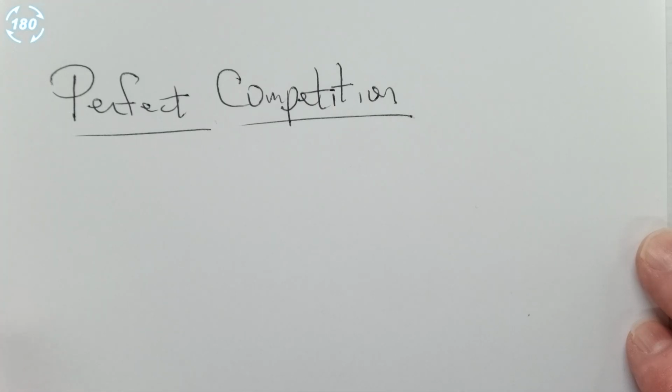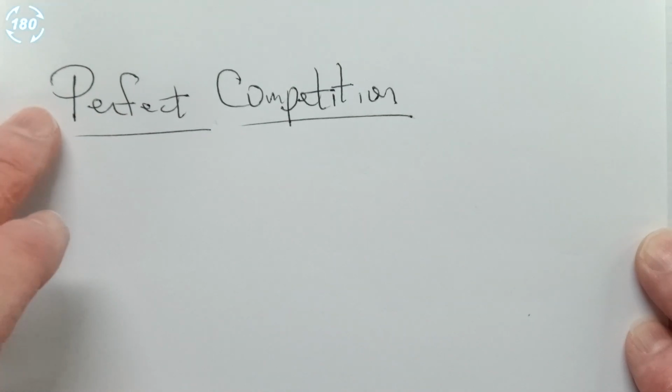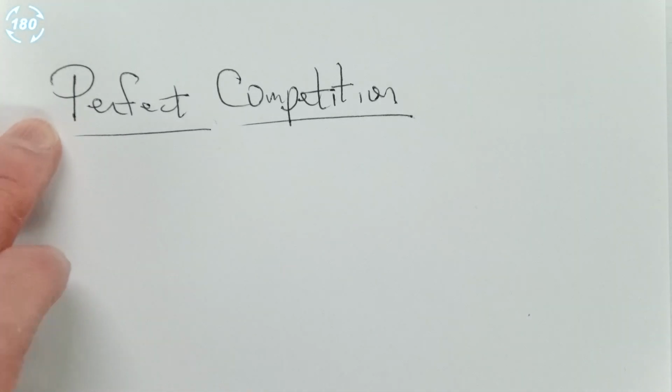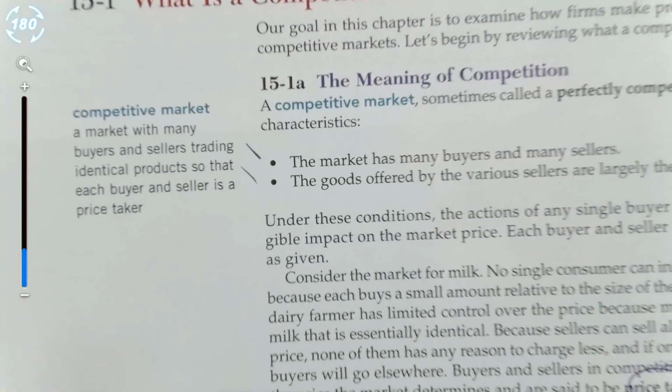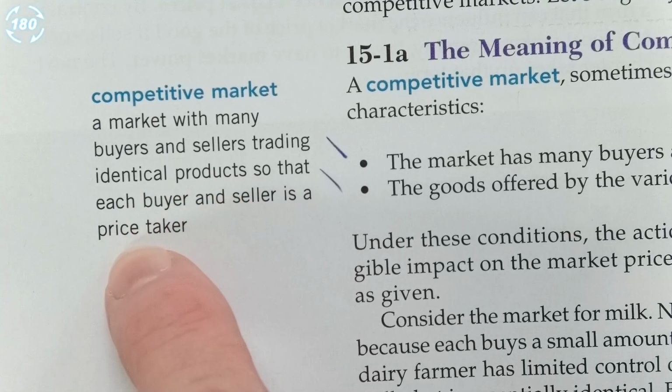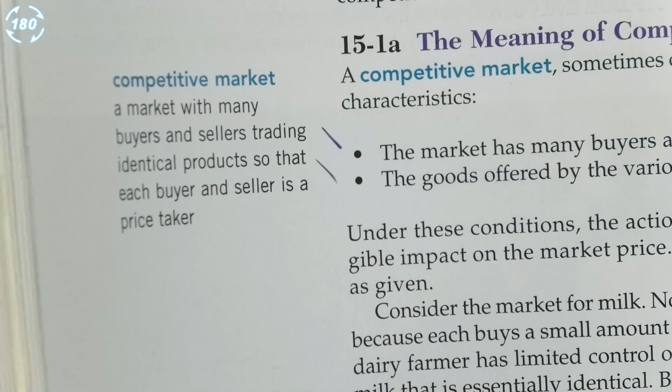One firm in an industry would be a monopoly. One seller is a monopoly. One buyer is called a monopsony, if you have one buyer. But if you have many suppliers or many sellers, you get into a more competitive situation on the supply or demand side of the market. In particular, what we're going to look at here in chapter 15 are competitive markets with many buyers and many sellers trading identical products so that each buyer and seller is a price taker.